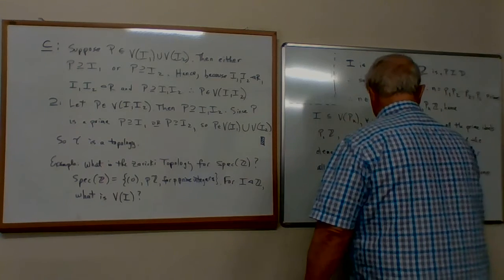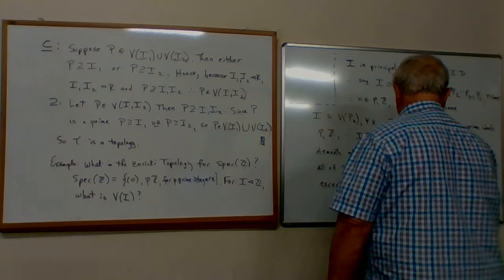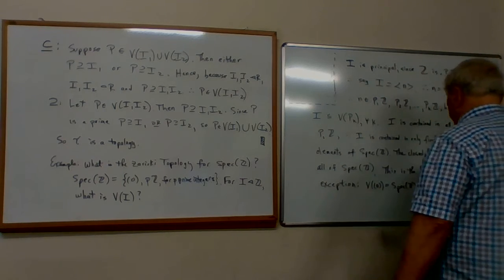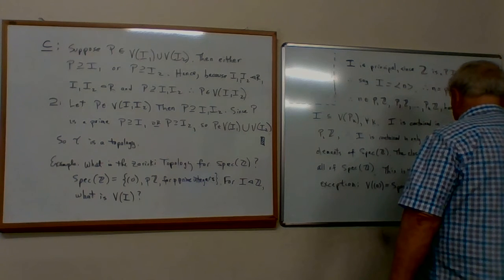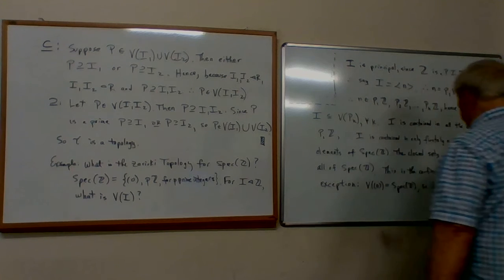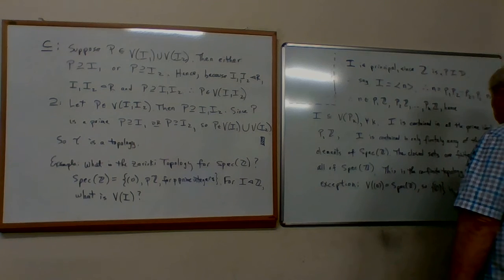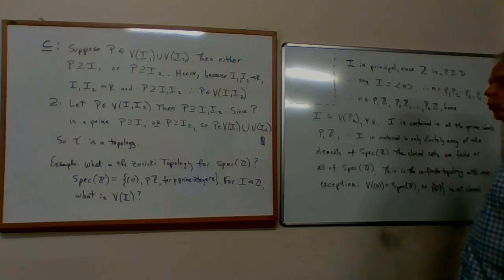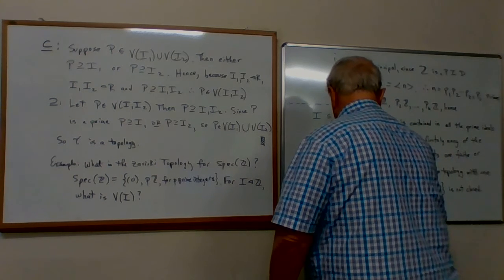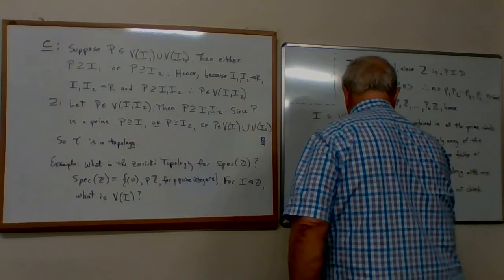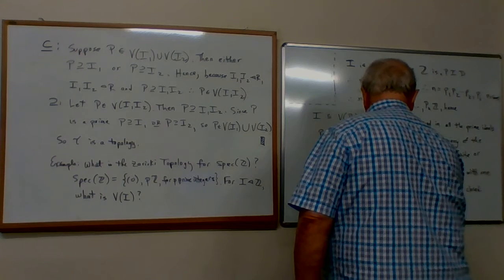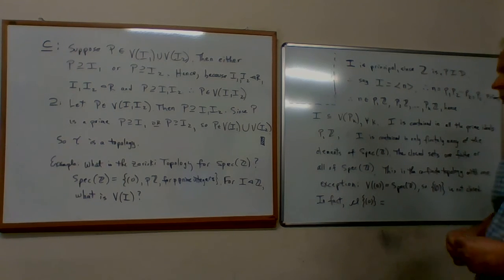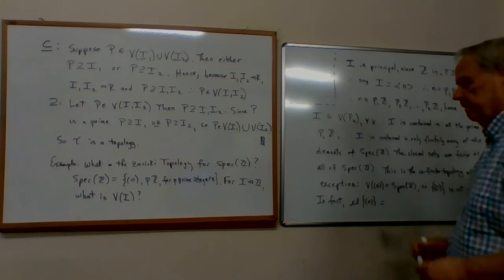What's the exception? V of 0, which is equal to Spec Z, so this finite set, the zero ideal, is not closed. In fact, what is its closure? It's very, very not closed. The closure of this little guy is the smallest closed set that contains 0. You know what that is? Well, I'll let you think about it.